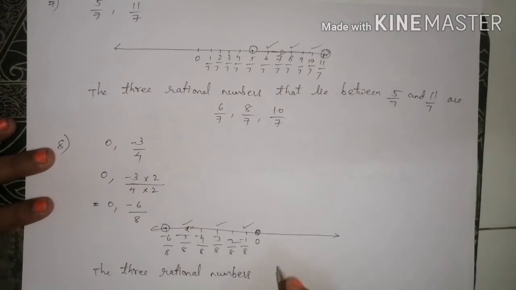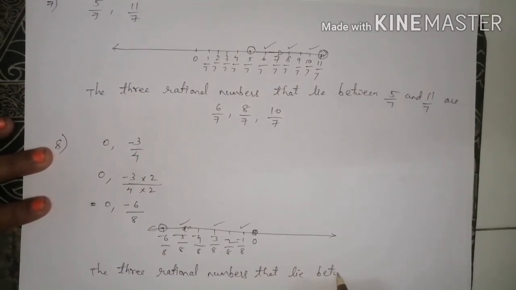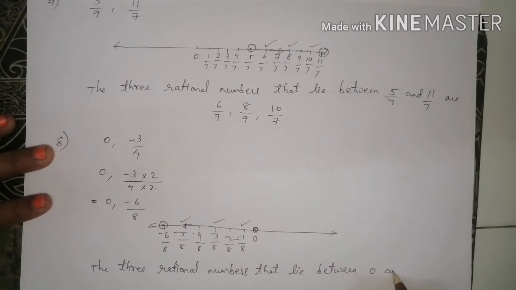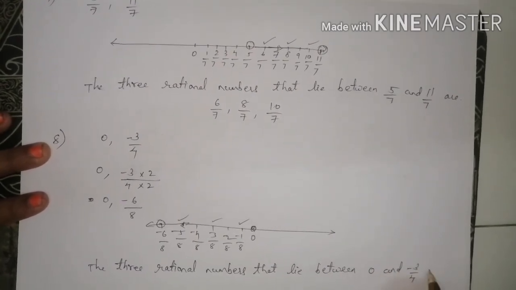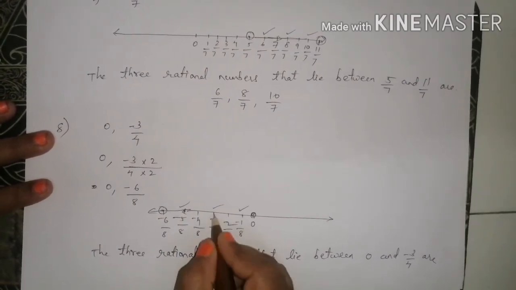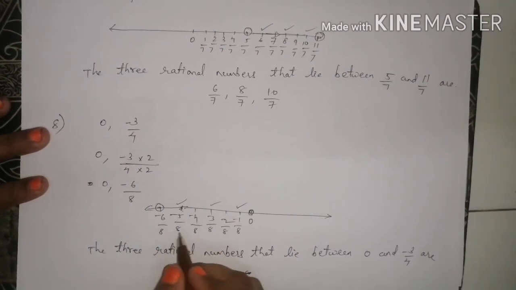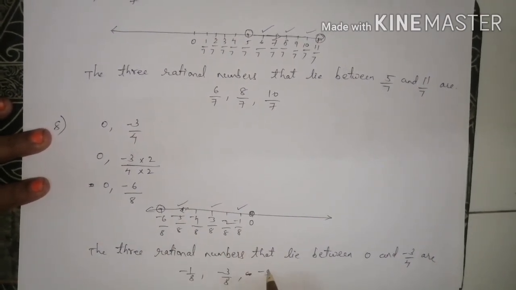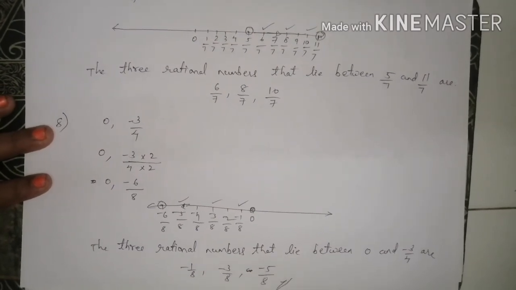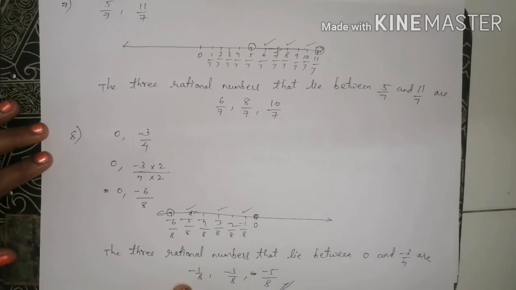So the three rational numbers that lie between 0 and minus 3 upon 4 are minus 1 upon 8, minus 3 upon 8, and one more we want. You can take it this also or this also, minus 5 upon 8. So we have ended our practice set 23 here. In the next part I will upload practice set 24.